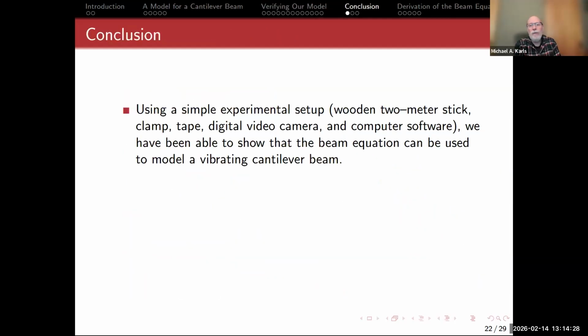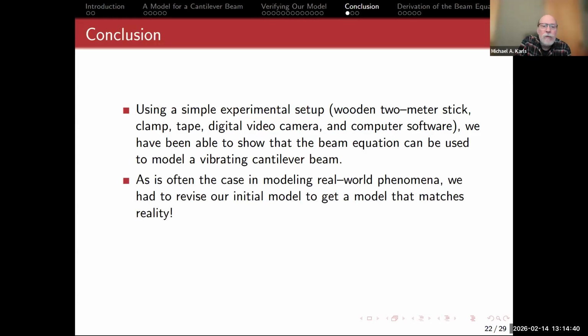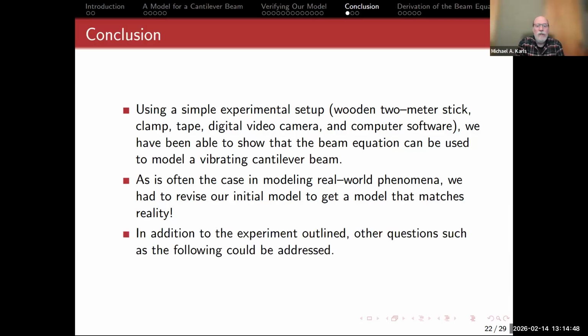Okay, so using a simple experimental setup, a wooden 2-meter stick, clamp, tape, digital video camera, and computer software, we have been able to show that the beam equation can be used to model a vibrating cantilever beam. And as is often the case in modeling real-world phenomena, we had to revise our initial model to get a model that matches reality. In addition to the experiment outlined, other questions such as the following could be addressed.